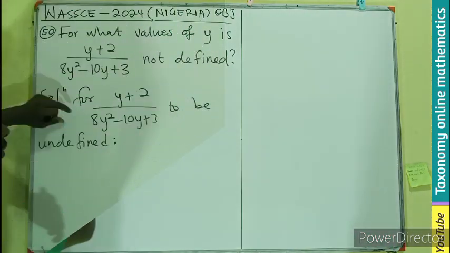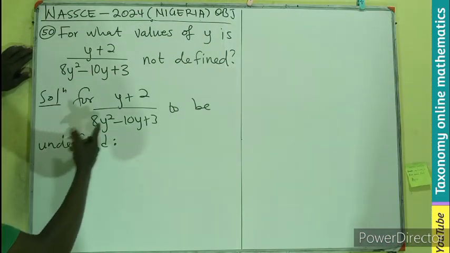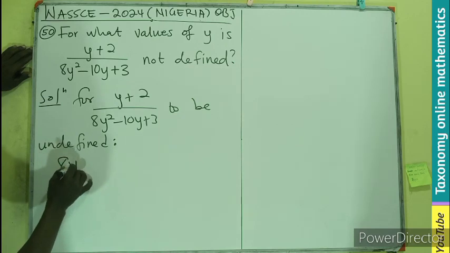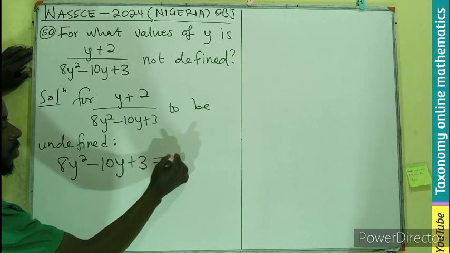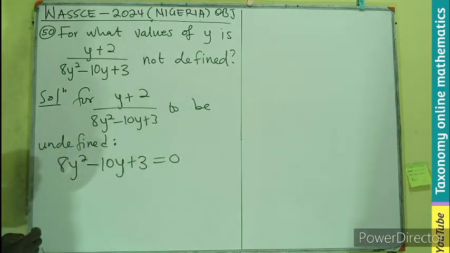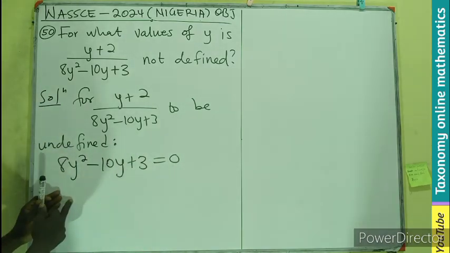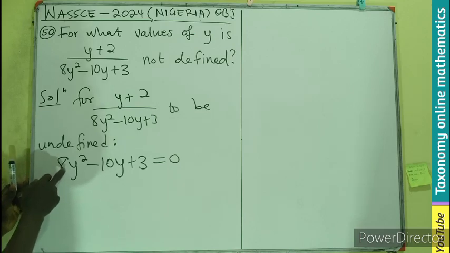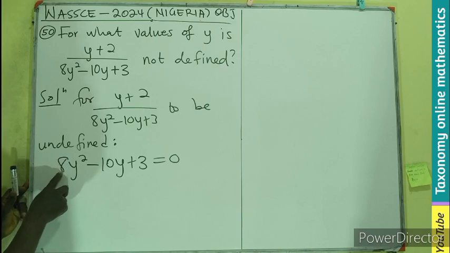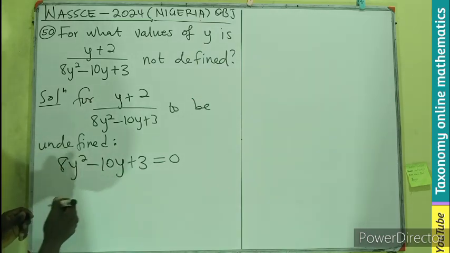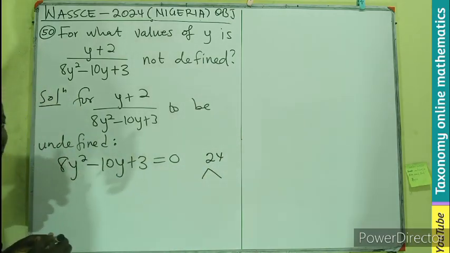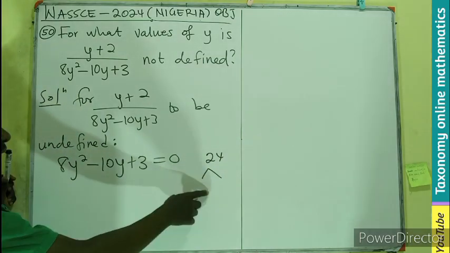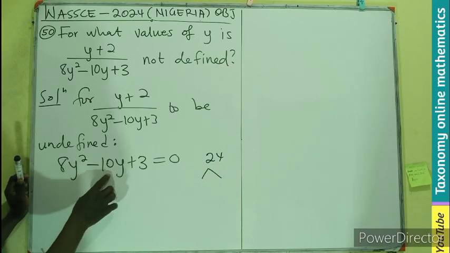So from here, if we are setting this to be undefined, it means 8y² − 10y + 3 is 0. If that is the case, this becomes a quadratic equation with the coefficient of the y² term not being unit. So we multiply it by the 3 to have our 24. Then we find the factors of 24 which, when you add, give the middle term, which is −10.